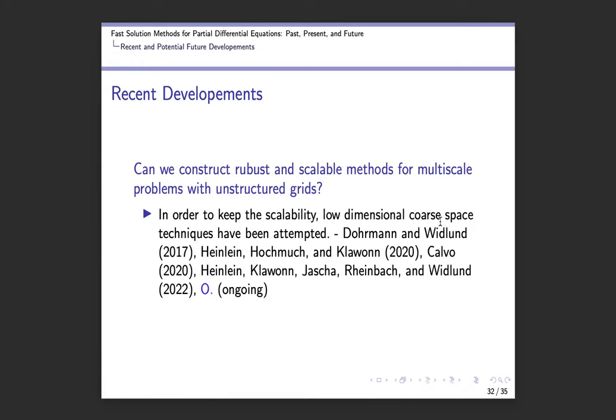So in order to keep the scalability, we consider the low dimensional coarse space technique. This is based on some geometric information, and we add some algebraic information. This was pioneered by Dohrmann and Widlund in 2017, and later by many research groups. The major contribution is from Klawonn's group and Carbo, my academic brother, and myself. I keep doing this one.